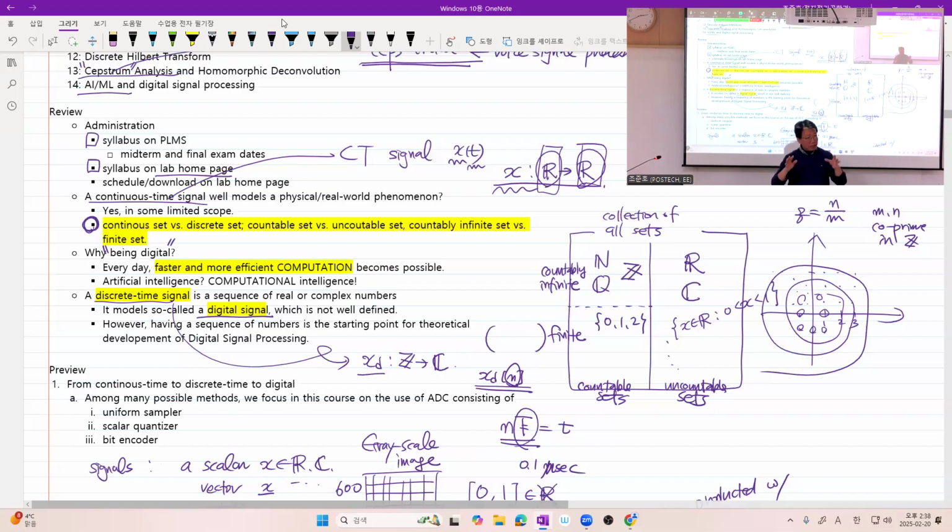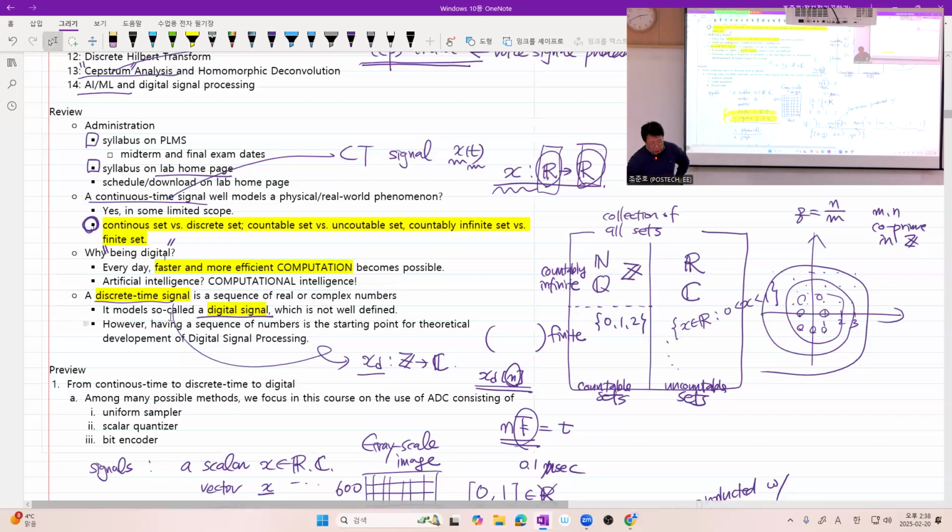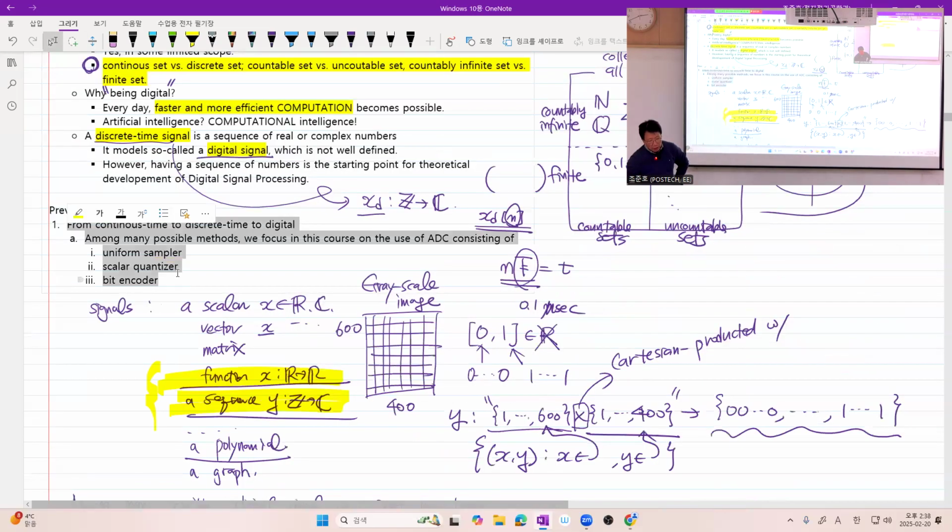I'm not saying that it's not fundamental. It's less fundamental than what we learn in discrete time signal processing. So here goes the thing I want to say. From continuous time signal to discrete time signal to digital signal, okay?